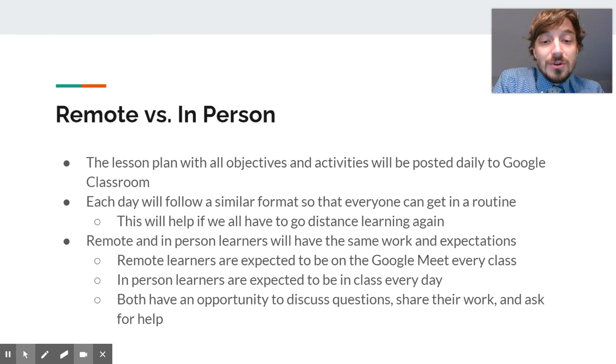And finally, remote learners and in-person learners, like I said, have the same work and the same expectations. The only difference would be the remote learners are expected to be on Google Meet, and in-person learners are in class every day, but both are going to have an opportunity to discuss questions, share their work, and get some feedback and help from me.